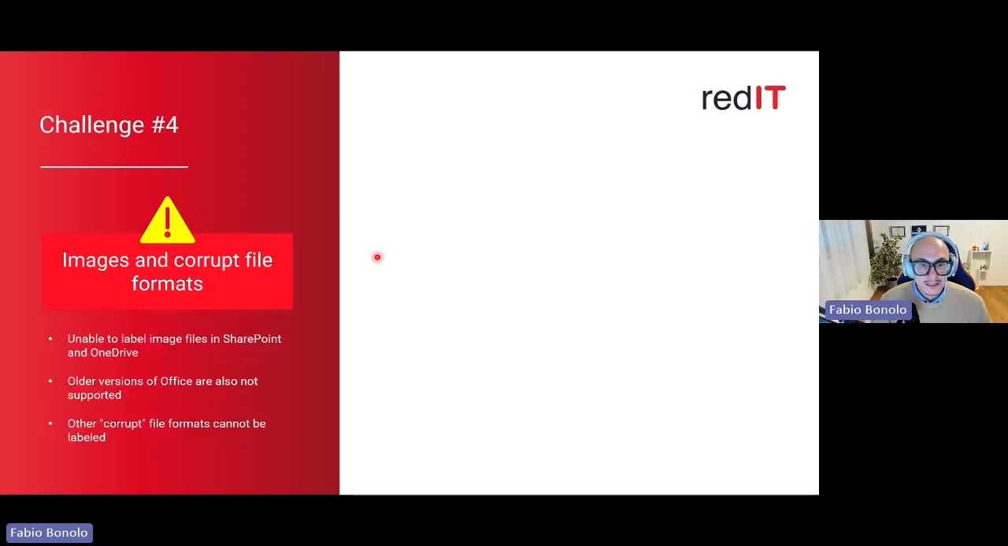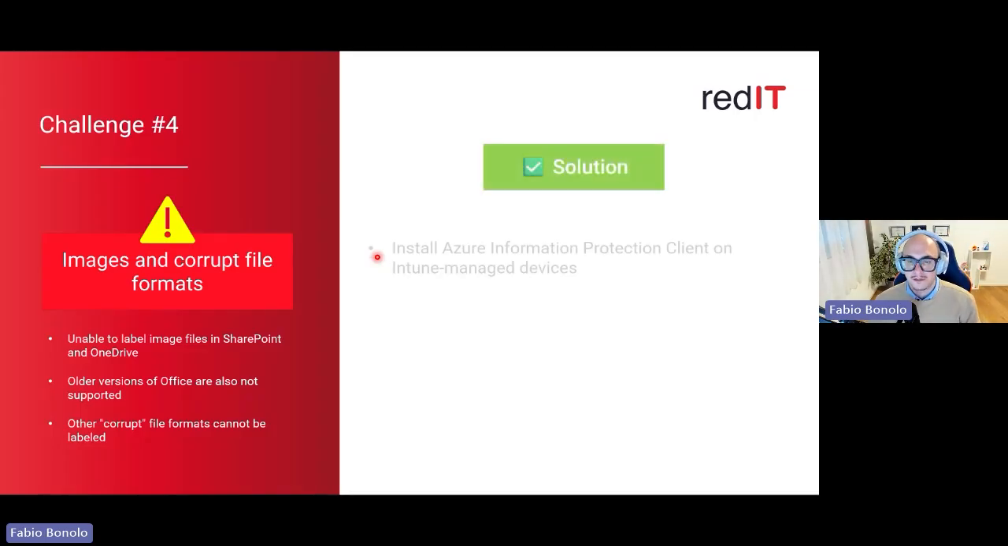The next one is the image and corrupt file formats. Sensitivity labels can't be applied to every file format. They can be applied to Word, Excel, PowerPoint documents, so DOCX, PPTX and XLSX, and PDF files. They cannot be applied to older Office versions, cannot be applied to image files, and cannot be applied to other corrupt file formats that may be stored in your SharePoint environment.